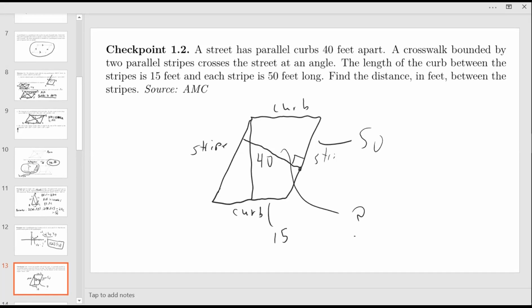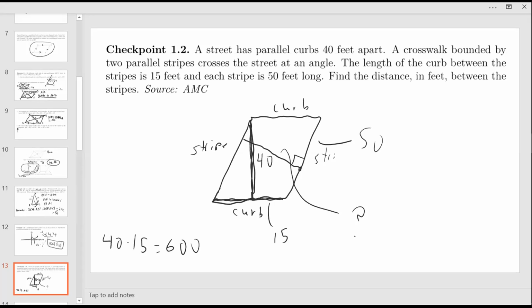So let's think about this problem in terms of the area of the parallelogram. If we just look at what they've given us, we can see that the area of the parallelogram is just 40 times 15, which is 600. Why? Because this is a base and it has length 15, and then this is the height, which has length 40. So the area is just the base times the height, which is 600.